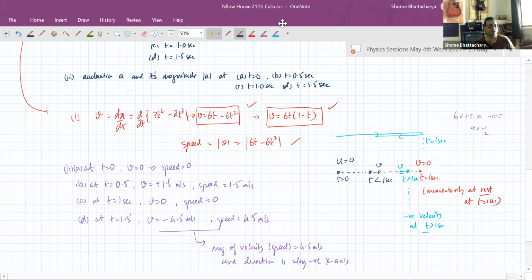Okay, now come to the acceleration, the third part. Okay, try to work it out. So you've got the velocity as a function of time. Above you can see v is 6t minus 6t square. So differentiate that once more and you'll get the acceleration as a function of time.